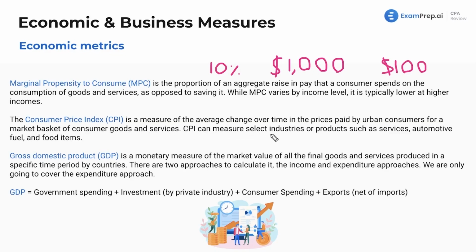And yeah, CPI could be the overall basket. It could also measure select industries. So you could have CPI for just automobiles or just products such as services, fuel, food items, anything like that.